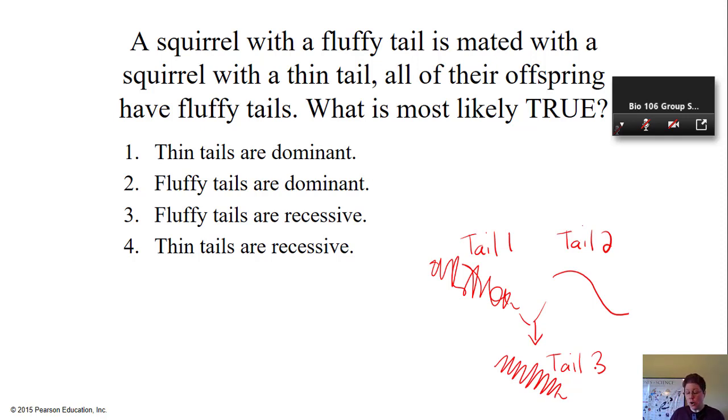Well, if we see no offspring with tail 2, that must mean that this one is recessive. Ooh, can't write over there, recessive. Right, and if all the offspring have tail 1, that must mean that this one is dominant. So what's true? Fluffy tails are dominant and thin tails are recessive.